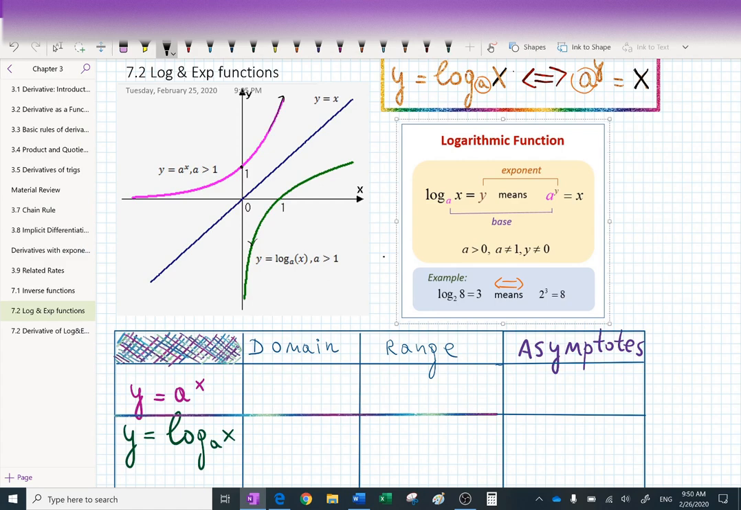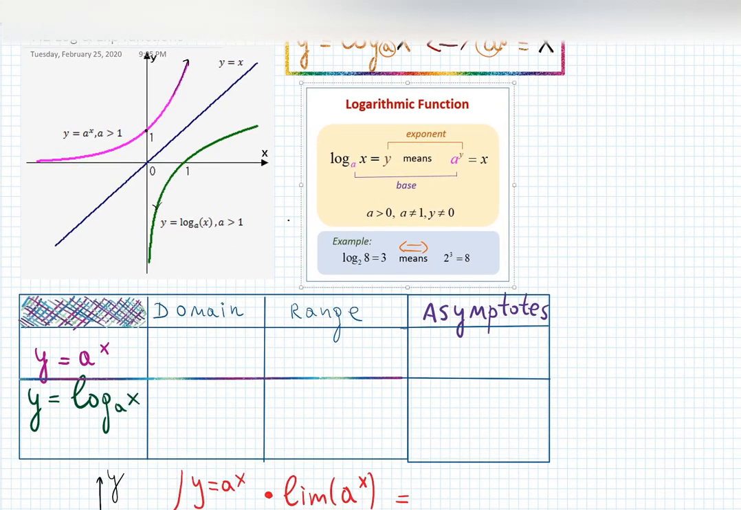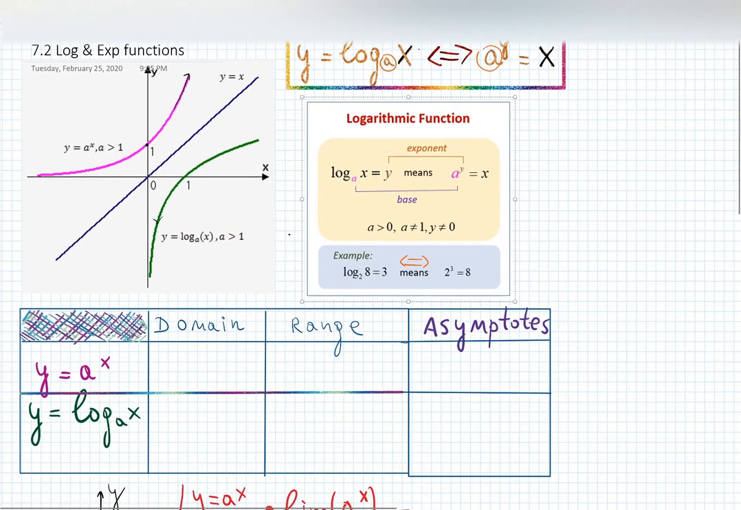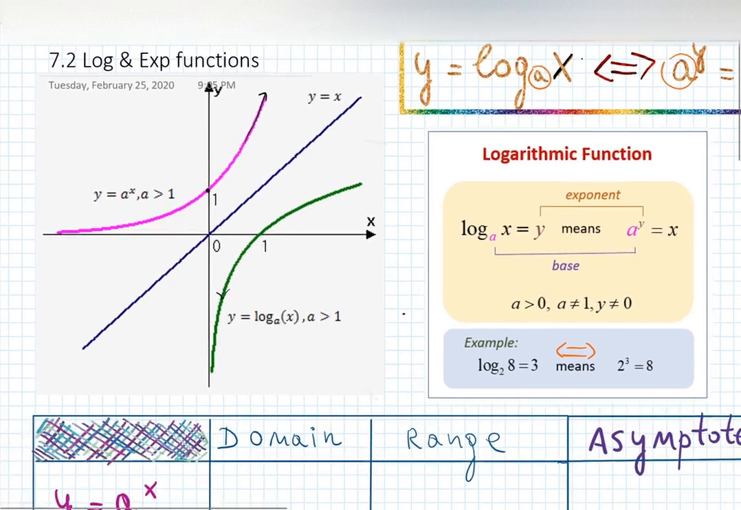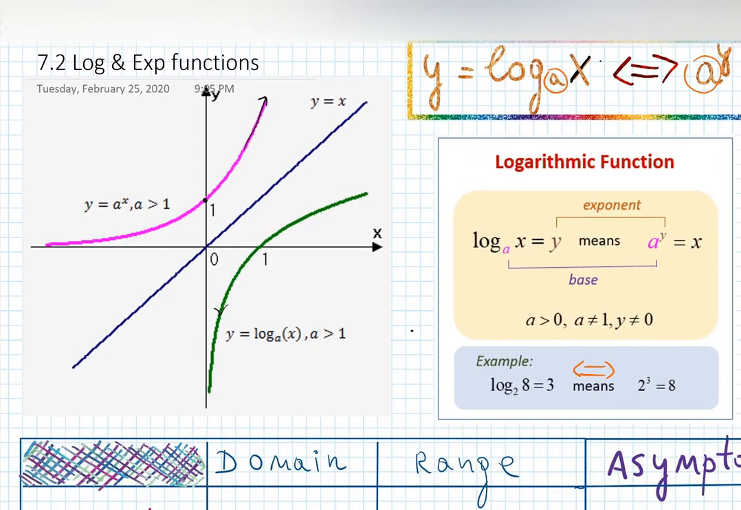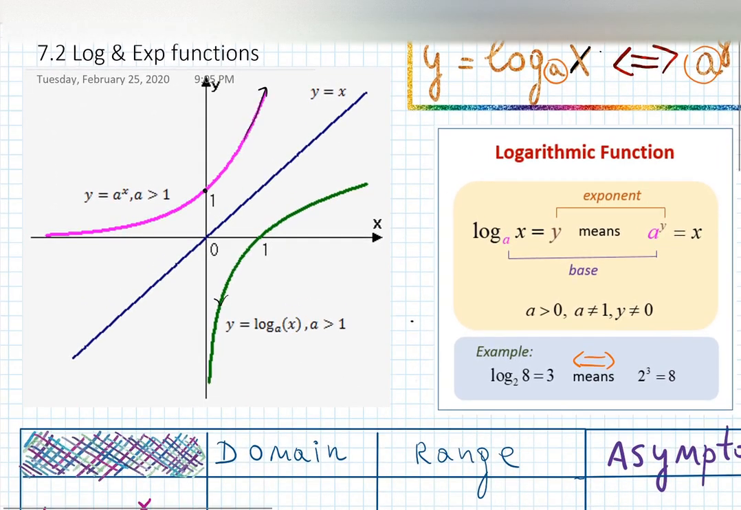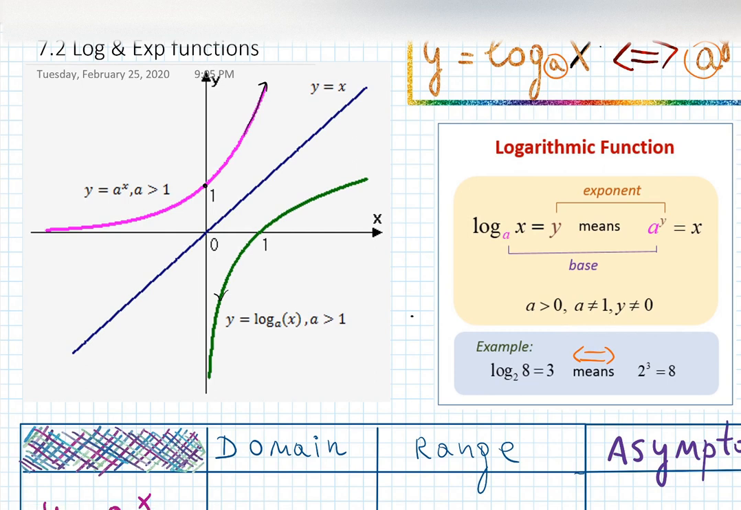Domain and the range for the inverse functions. So y equals a to the x. That's the pink one, on the left, going up. What is the domain for the exponential function? The domain is whatever we are allowed to plug into the x. Or just even from the graph, where are all my inputs? What do you think? Negative infinity, positive infinity.